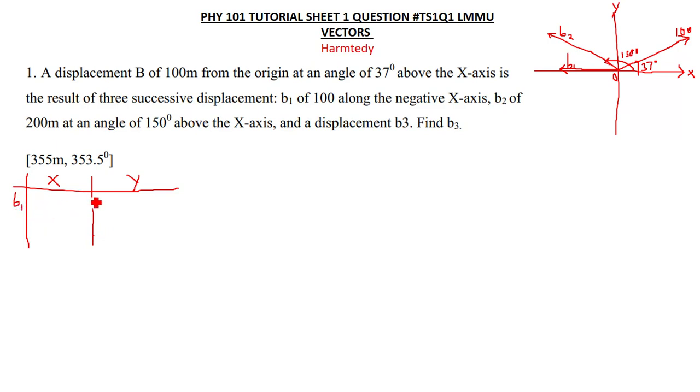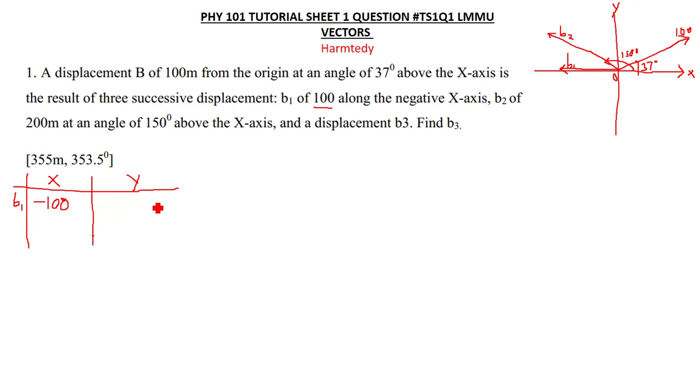So for B1, we've been told it's only in the negative x-axis, meaning it will only be this side. We've been told the magnitude of B1 is simply 100, so we'll write negative 100 because it's in the negative x-axis. If you want, you can say 100 cos 0 because the angle here is 0. Cos 0, of course, we all know is 1. So cos 0 is 1 times negative 100, you still have negative 100.